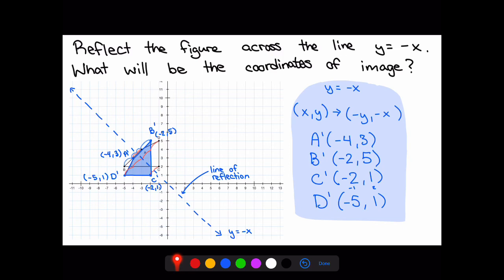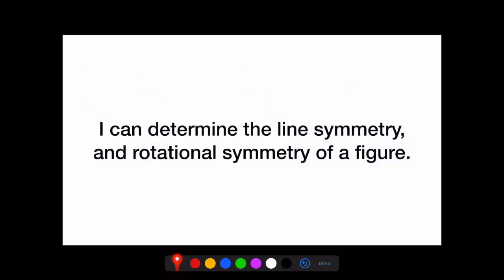I can see that C is half away, so C prime is half away. And lastly, D is 2 away, so D prime is also 2 away. So these are our new coordinate points. I can determine the line symmetry and rotational symmetry of a figure.